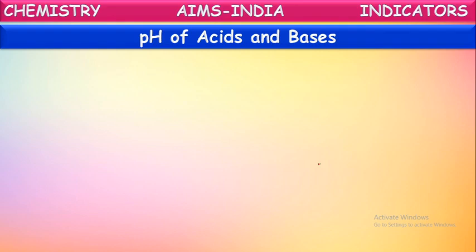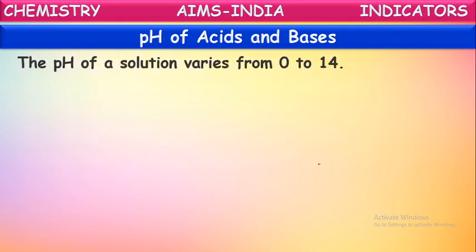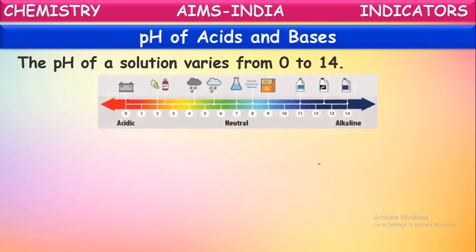pH of acids and bases. The pH of a solution varies from 0 to 14. This is a scale which represents the pH of solutions. The pH scale ranges from 0 to 7 for acids or acidic nature. The pH from 7 to 14 represents bases or alkaline solutions. A pH of exactly 7 represents neutral solutions.